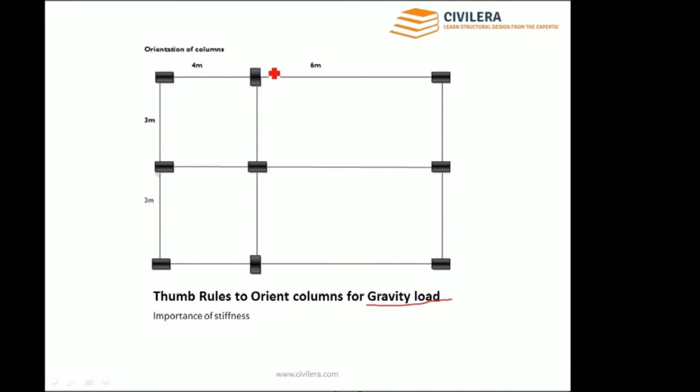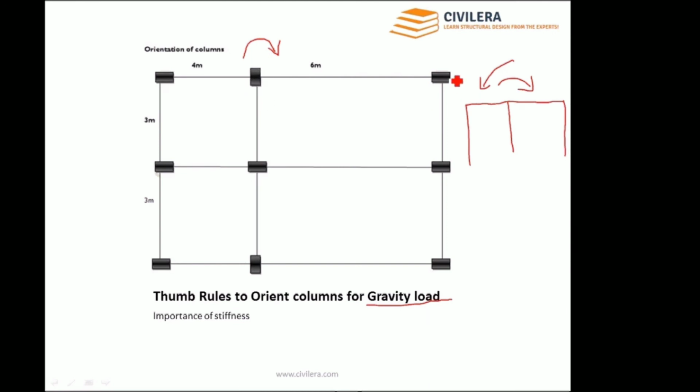Now when you come here, 4 and 6, the final moment on this column is in this direction, because 6 minus 4 is 2, 6 is the larger span and 4 is the lesser span. So if you draw the elevation of that frame, you have a moment from the 6 meter direction and you have a moment from the 4 meter direction, and the net effect is 2 meter in this direction. So 3 meter is more than 2 meters, so I would prefer to orient it in this direction.